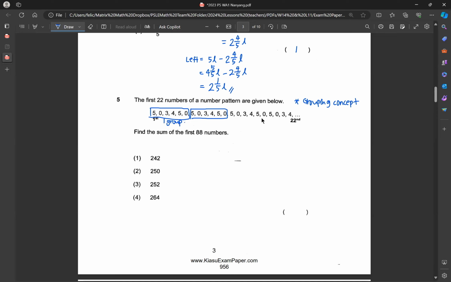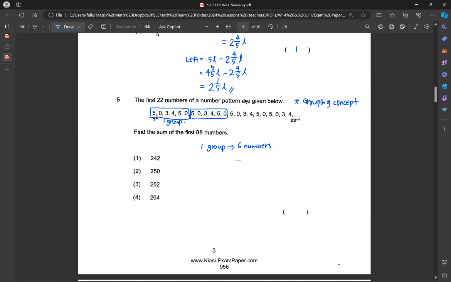Of course, when you do grouping questions, your aim is always to find out how many groups are there inside the 88 numbers. Of course, you're not going to write this until you reach the 88th number. You don't have so much time in exams. So that's why your grouping here is to help you to be more efficient to solve this question. So first, let's understand one group has how many numbers. As we can see, one group, there are 6 numbers.